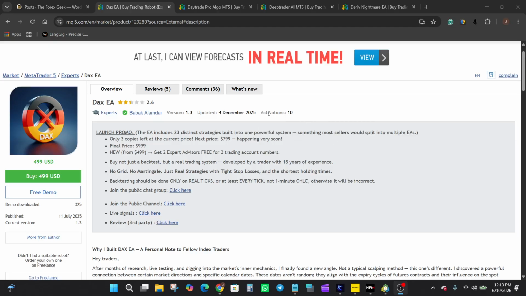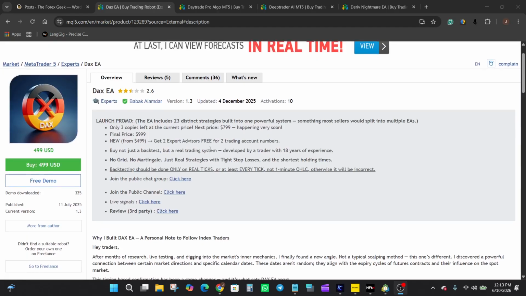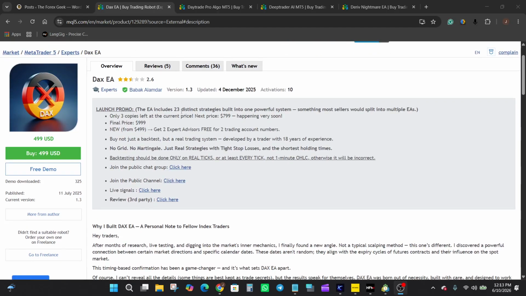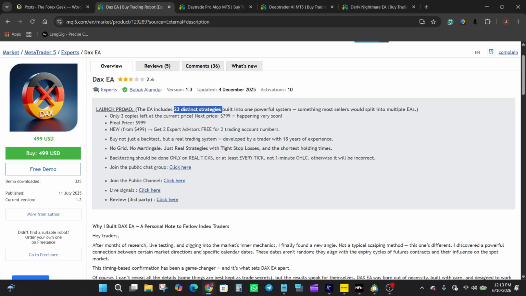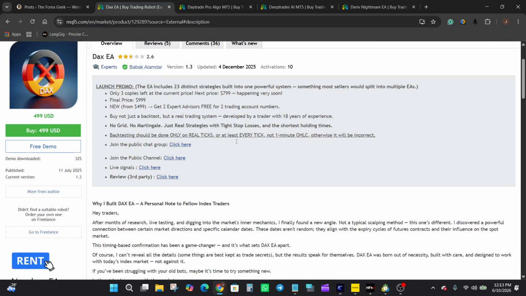The developer highlights that this EA includes 23 distinct strategies combined into a single trading system. One of the major points emphasized throughout the description is that the EA does not use greed trading, martingale, or aggressive money management techniques. Instead, it focuses on multiple independent strategies with relatively tight stop losses and short holding times.